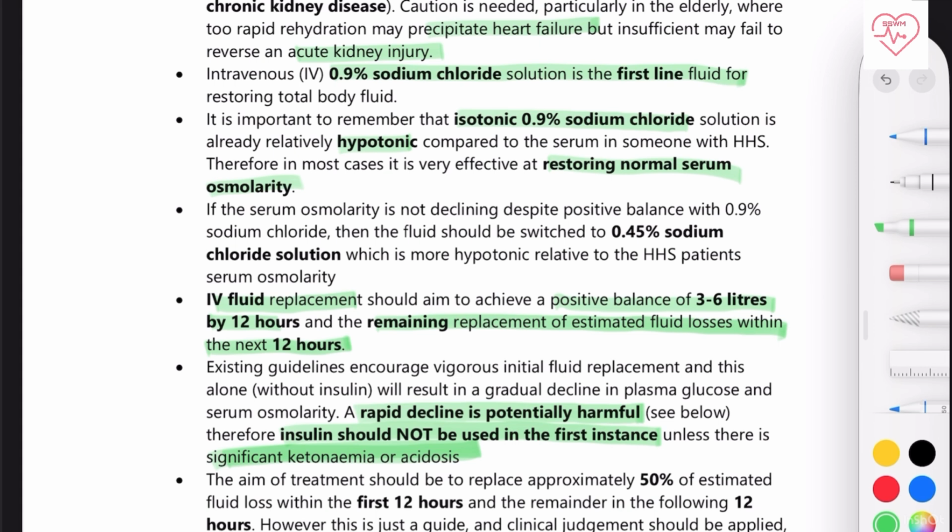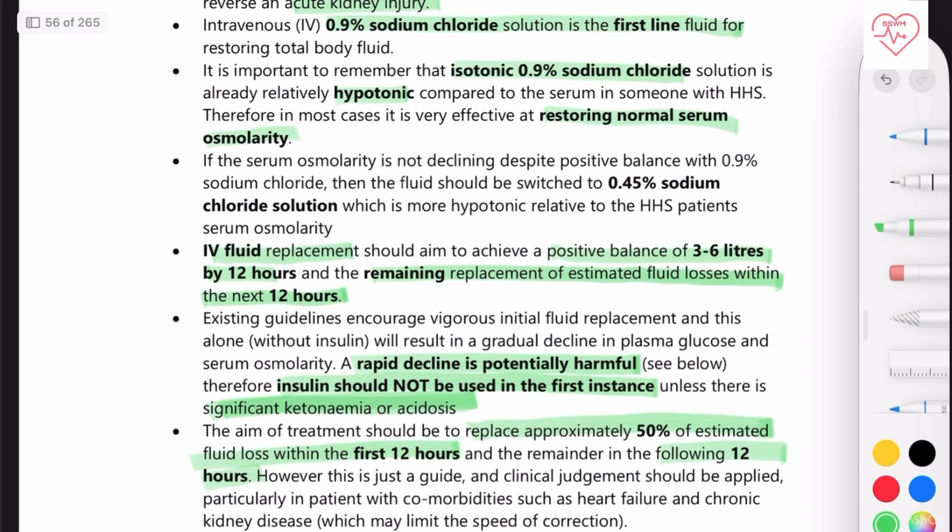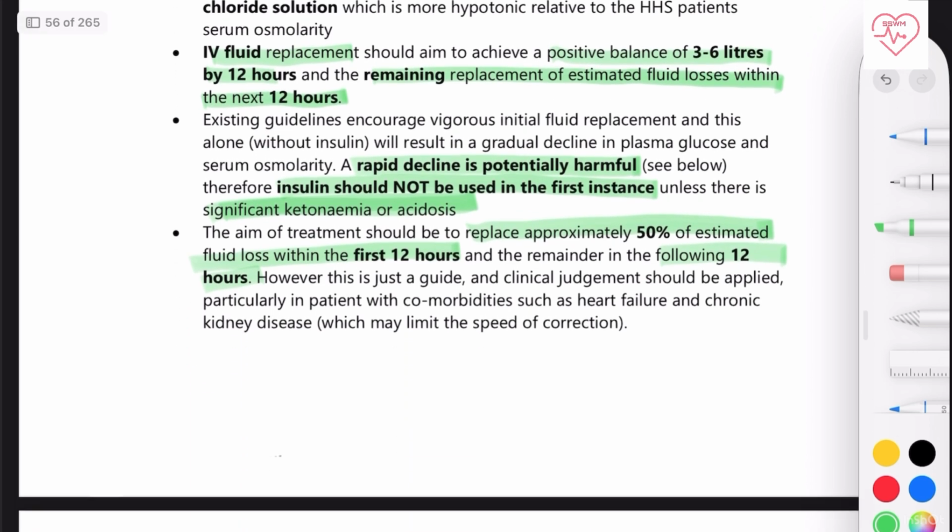Now the aim of treatment should be to replace approximately 50% of estimated fluid loss within the first 12 hours, and the remainder in the following 12 hours. However, this is just a guide, and clinical judgment should be applied, particularly in patients with comorbidities such as heart failure and chronic kidney disease, which may limit the speed of correction. A person with chronic kidney disease or heart failure needs a lot of focus with this clinical judgment, okay? Because these may limit the speed of correction.